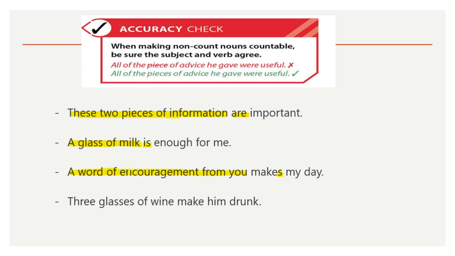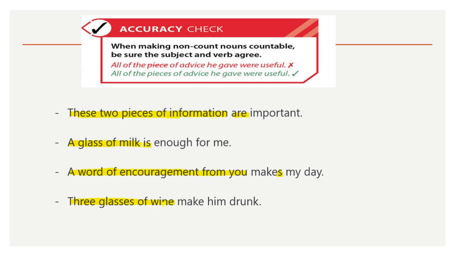The last one, wine, is uncountable. 3 glasses of wine, right? And it is plural. 3 glasses of wine is the subject of this sentence, and it is plural. So the verb make here, you don't have to add an S. Okay?